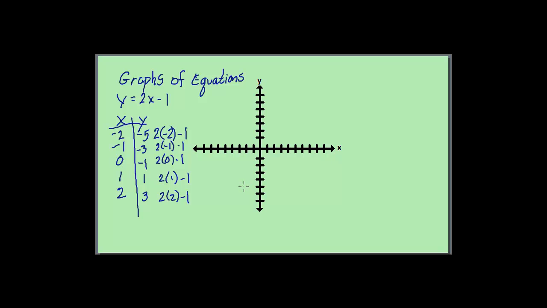I'm going to see what pattern develops and see if I can figure out what it is. And when I do this, they should all fall in a straight line. And they do, and if I plot any more points, they will also fall in this pattern. So there's my first graph, y equals 2x minus 1.